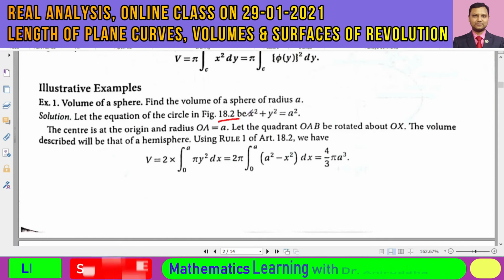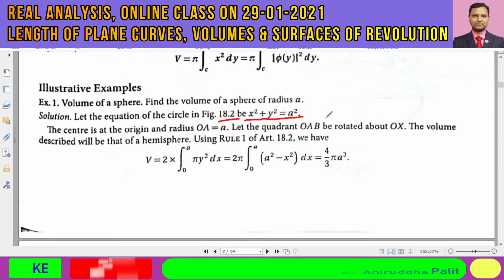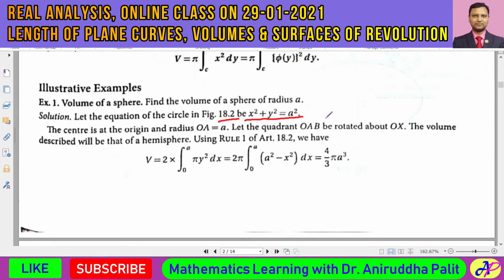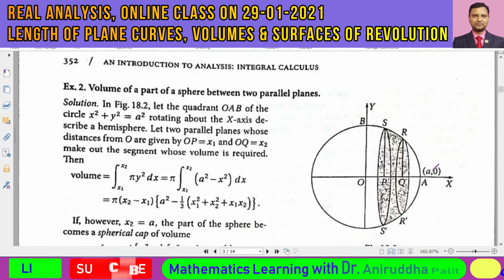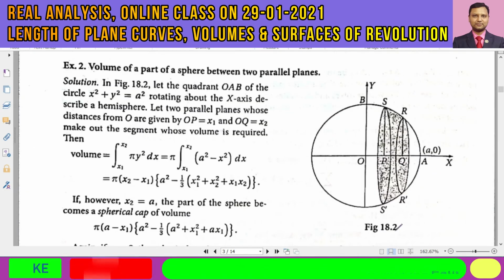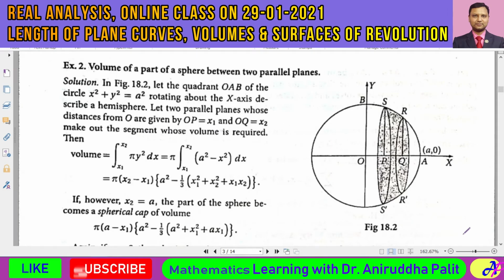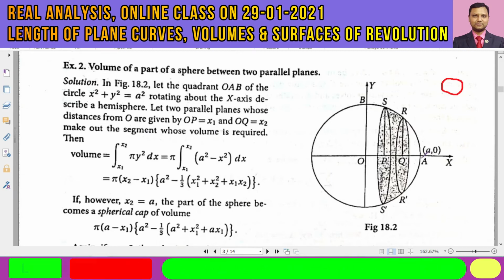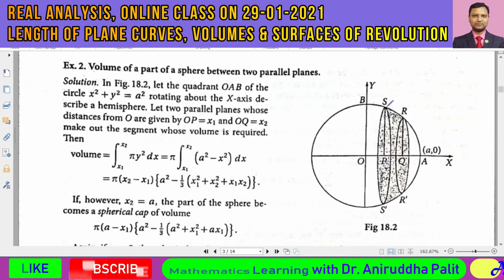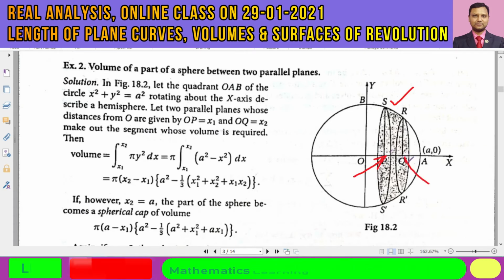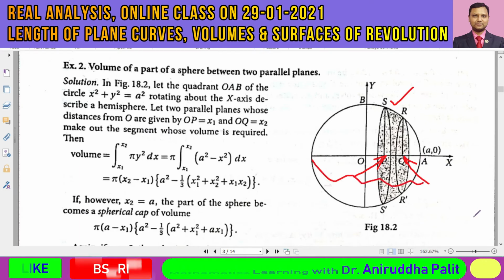A circle is given. The equation of the circle is x square plus y square equal to a square. Now, whenever it is rotated about OX, that means about the x-axis, in that case, this is figure number 18.2, what will you get? Whenever a circle is rotated about the x-axis, it would generate a sphere. And as per the question, maybe you require only this much segment. It would be mentioned in the question whether you need to compute from these two segments or from the entire segment, that will be given in the question.